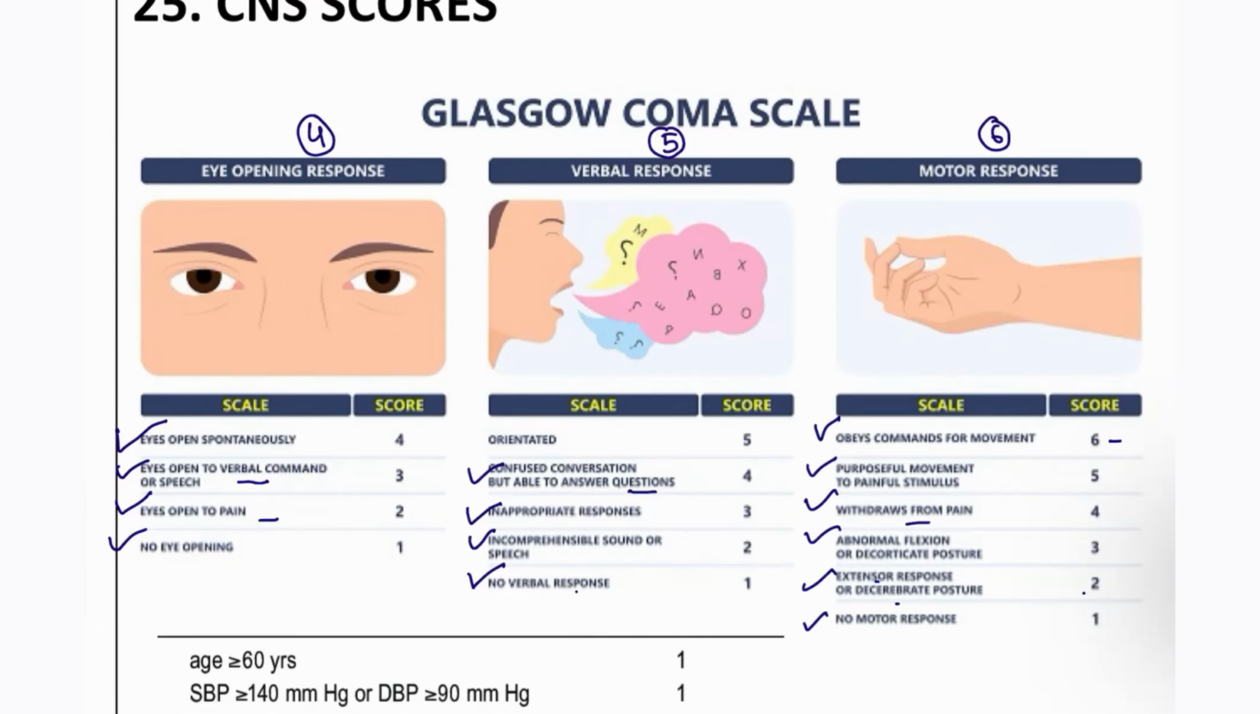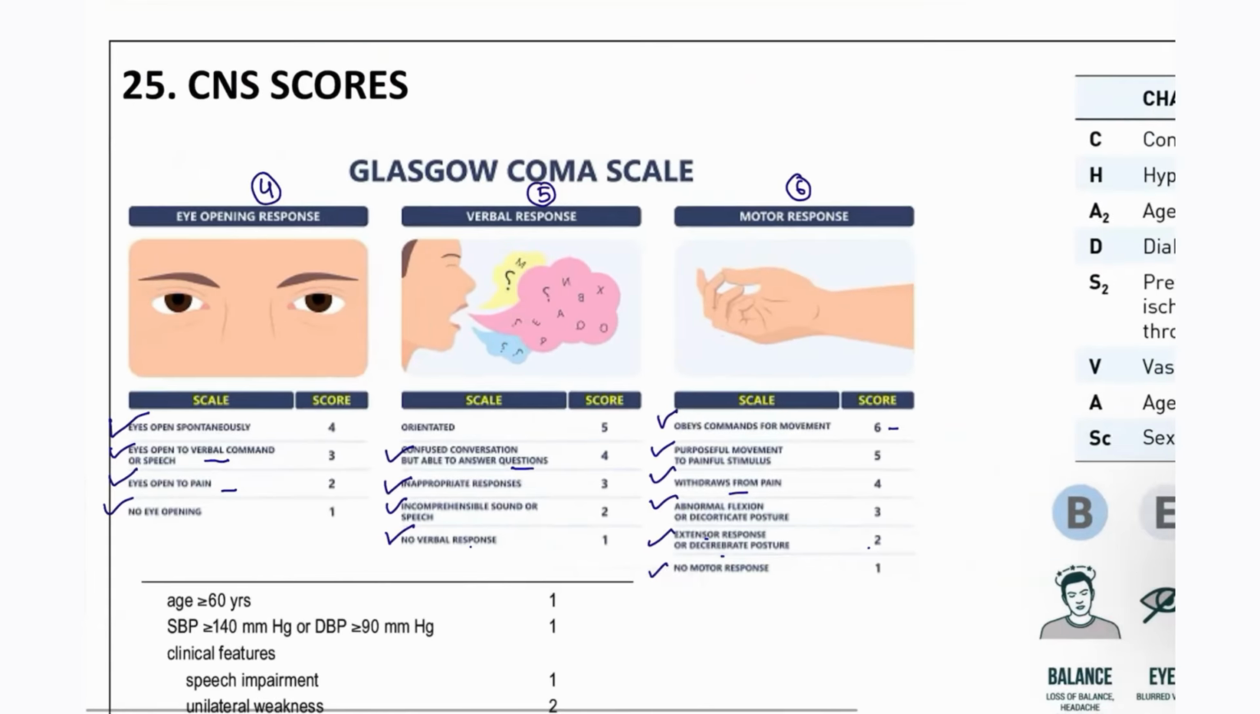Okay, so the GCS score total comprises 15. If it is less than 8, the condition is severe. Even for a dead patient, the score will be 3 only. Okay, that you have to remember.